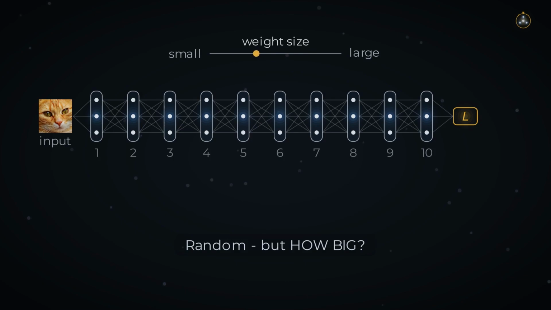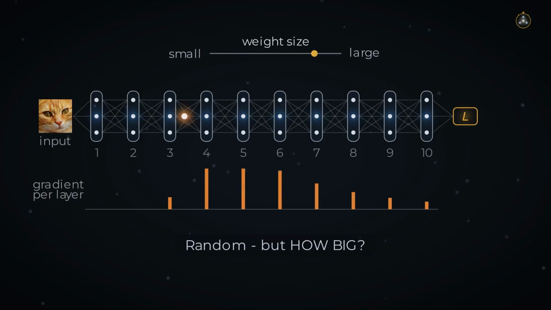Now, watch the weight size. Too large and the factors sit above 1, the signal explodes. Too small, and it vanishes again. We need the size that keeps the signal steady.